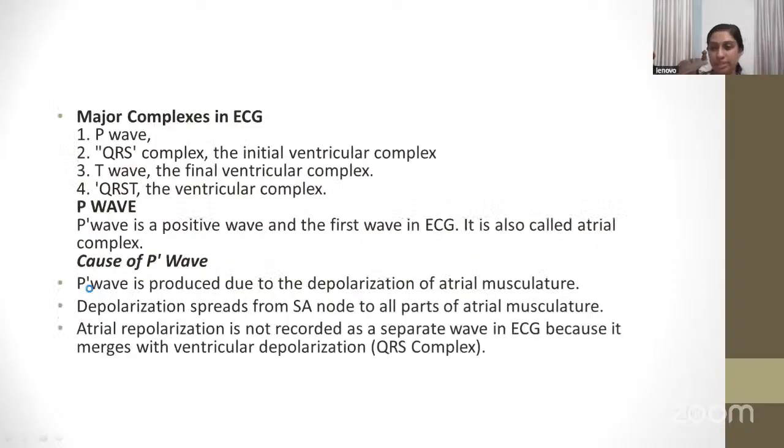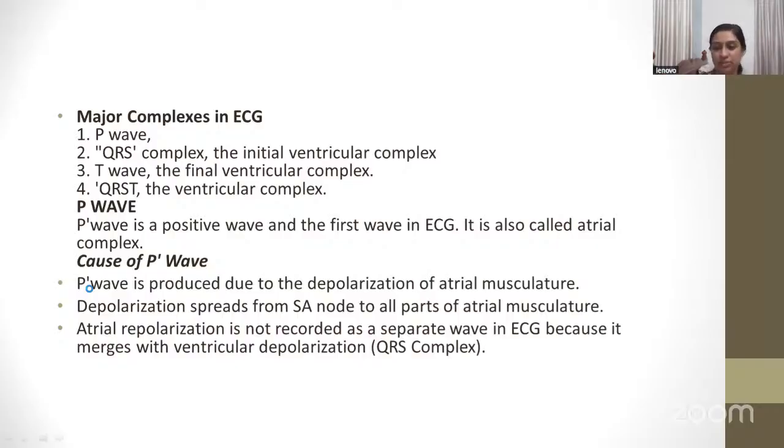Now coming to the major complexes in ECG. First is the P wave, and we have the QRS complex or the initial ventricular complex. Third is the T wave or the final ventricular complex. And fourth is the QRST, the ventricular complex. We know that there are atria, ventricles, the interventricular septum, and the SA node, AV node and things like that. Different parts are responsible for the generation of these major complexes in ECG.